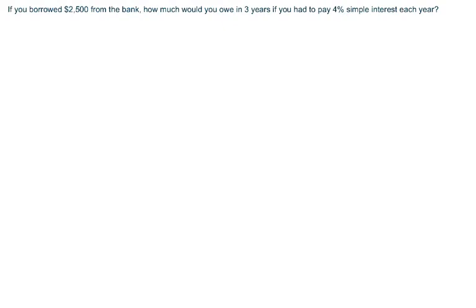Okay, so here we have a slightly different problem. It says if you borrowed $2,500 from the bank, how much would you owe in 3 years if you had to pay 4% simple interest each year? So it's basically asking you how much total would you be paying the bank back overall if you borrowed $2,500 from them and you had to pay 4% simple interest on your principal every year.